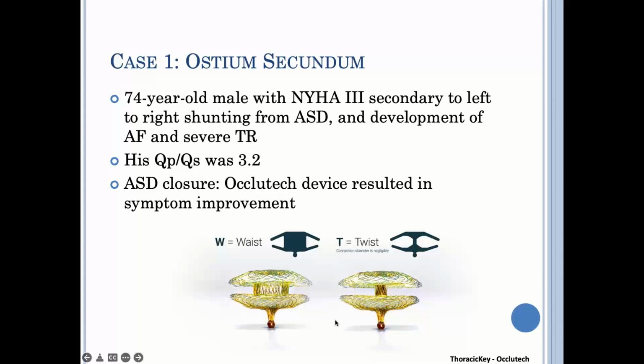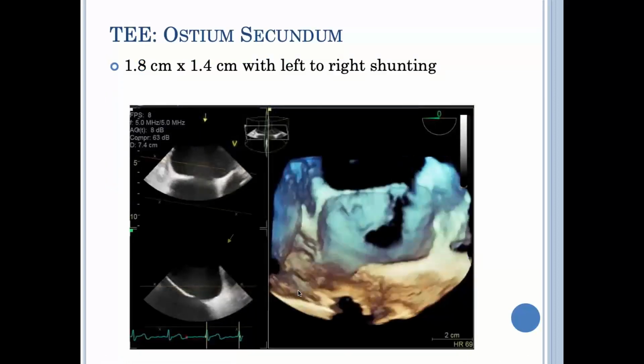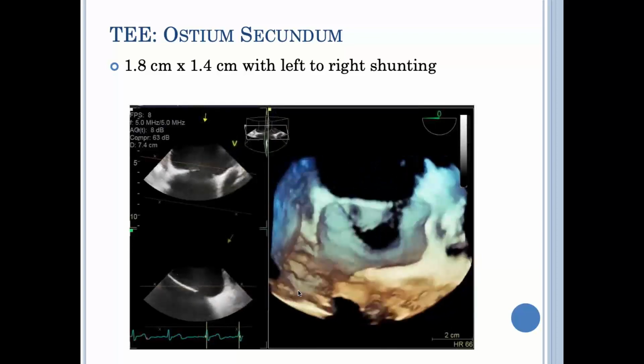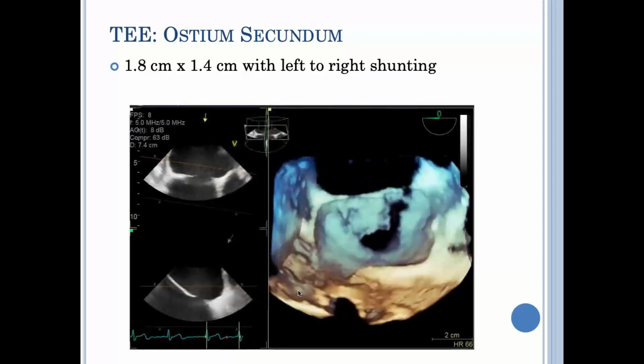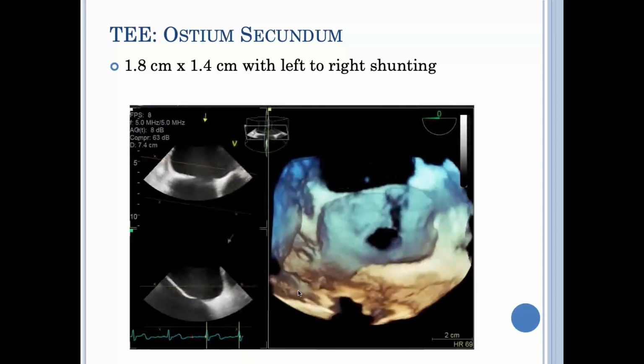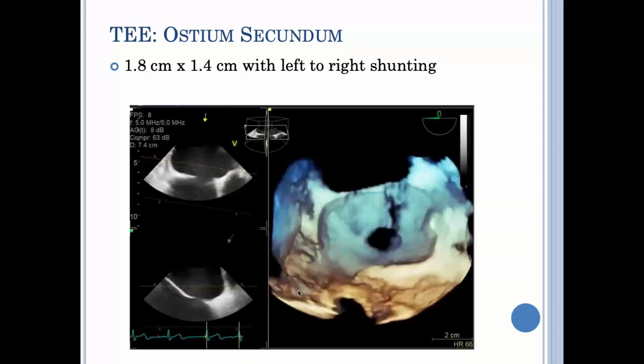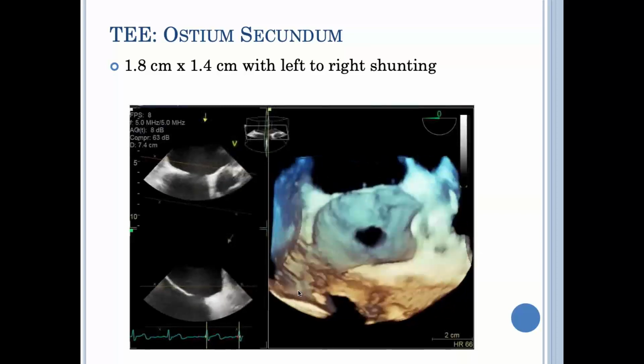Again, it's similar to the device I showed earlier with a 2-disc assembly that allows for tissue growth in between and seals the 2 sides of the atrial septum. So this was, I think, one of the nicer images on the initial assessment of his TEE that showed a 1.8 by 1.4 centimeter ostium secundum. You can see it in the 3D reconstruction.